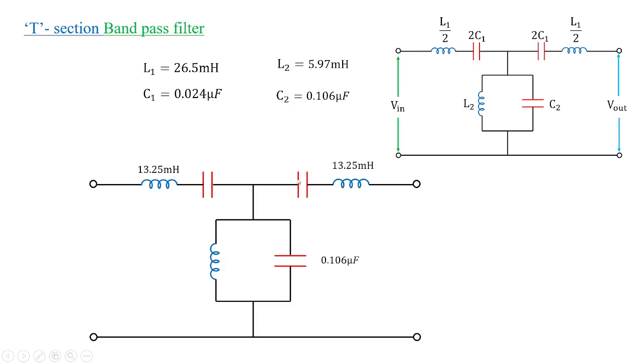So substituting the values, L1 by 2 is 13.25 millihenries on either side, and C2 is obtained to be 0.106 microfarads. Similarly, you take the value of C1 and multiply it by 2, and you get 0.048 microfarads for the 2C1 value, and for L2 you get 5.97 millihenries. So this is the design of the T-section bandpass filter.